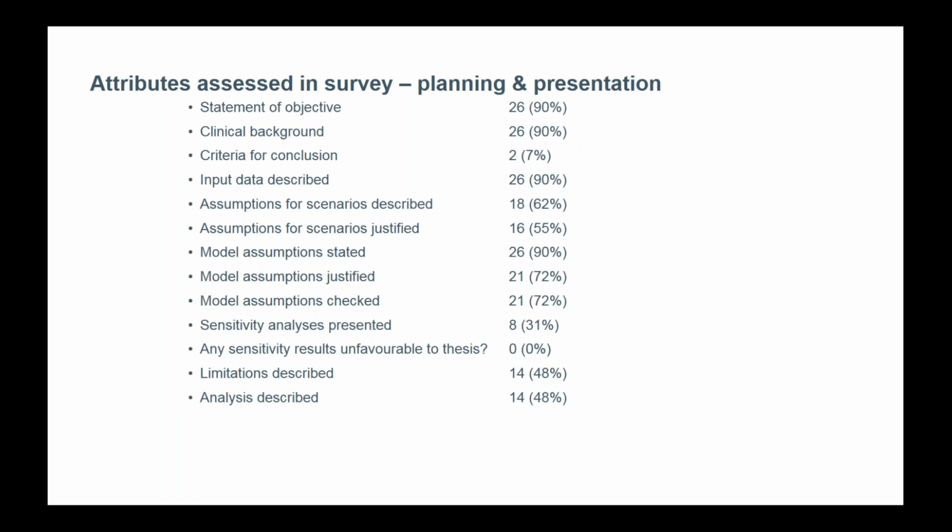Things like statement of objective, clinical background, and the input data and model assumptions were fairly well covered, 90% in all cases. Perhaps striking items not included were only 2 papers included a formal statement of criteria for any conclusion made in the paper, which probably reflects the quite wide use of modeling and simulation for exploratory and hypothesis generation work rather than hypothesis testing. And that may also be reflected in the relatively low number of papers, 8 out of the 29, that included sensitivity analyses.